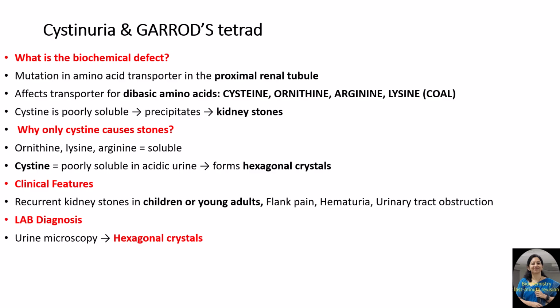How to diagnose this condition? So when urine is observed under microscopy, hexagonal crystals are seen. Cyanide nitroprusside test is positive with the development of magenta red colored urine. Then urine cysteine levels are measured.